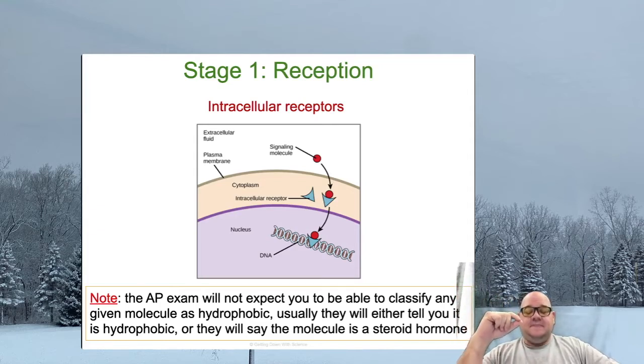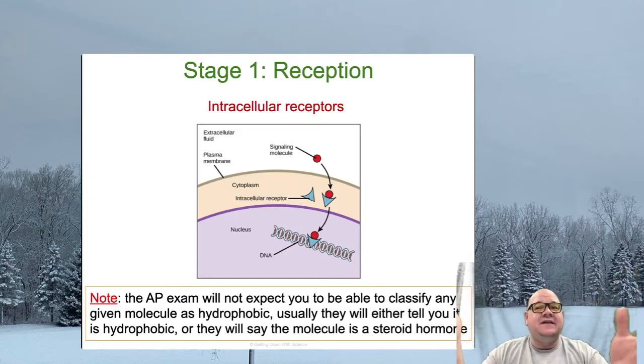So what we've got down here at the bottom is important to note. I've said it already, but I'm going to say it again. The AP exam people, they don't expect you to classify molecules. They're going to tell you, but they might say it's a steroid. So if they tell you it's a steroid, steroids can go through membranes. You can get topical steroid creams to put on your skin, and that's one reason why: steroids can go through membranes.